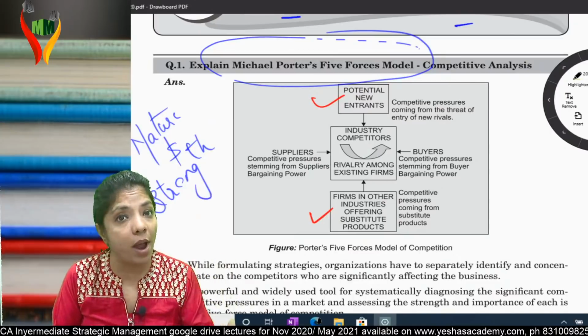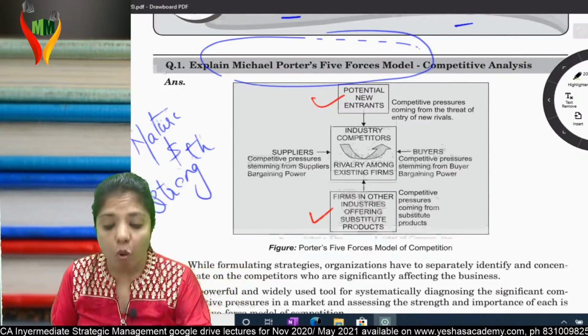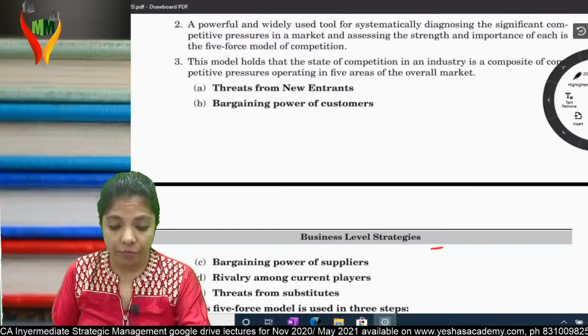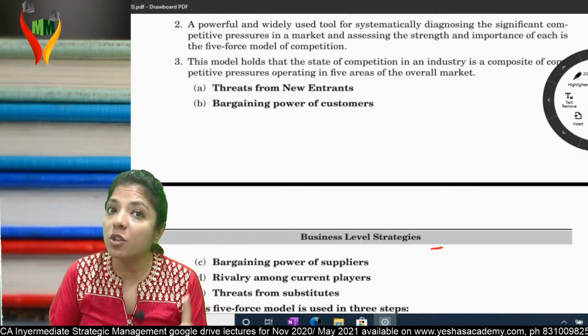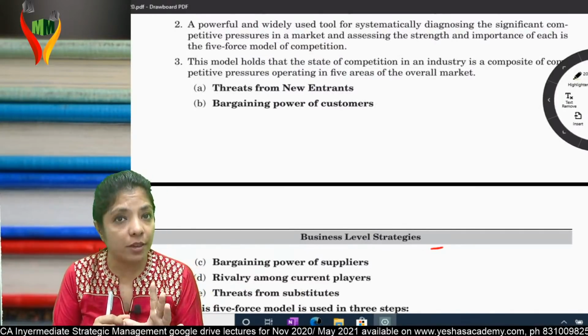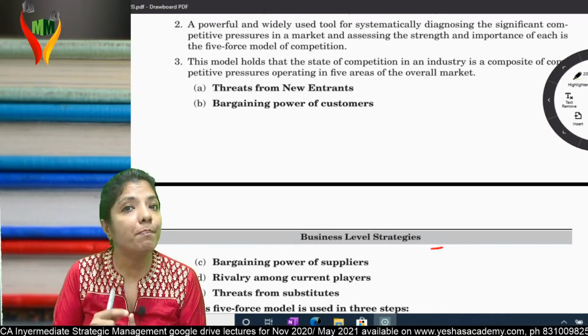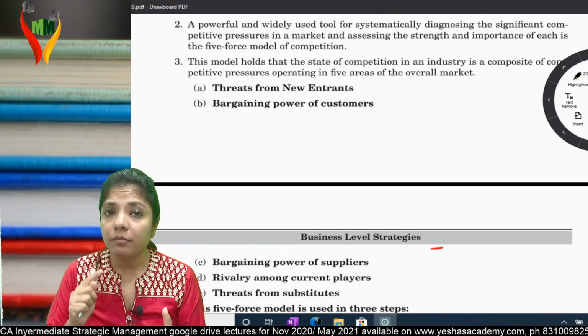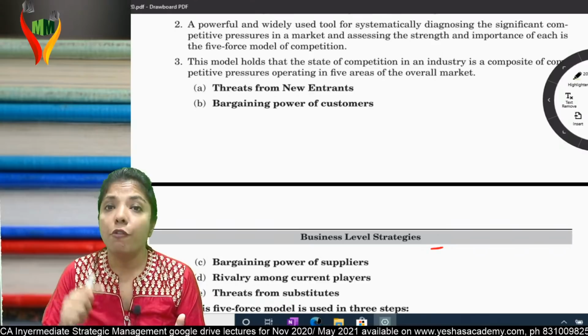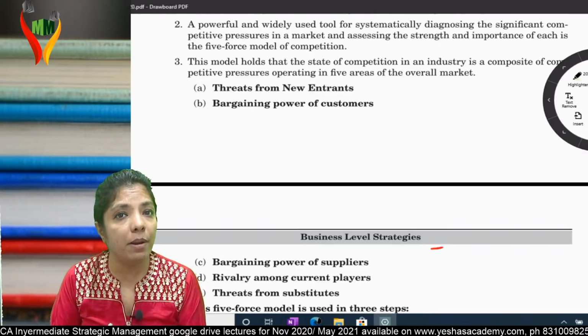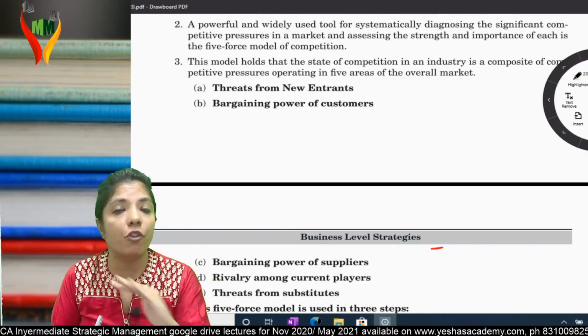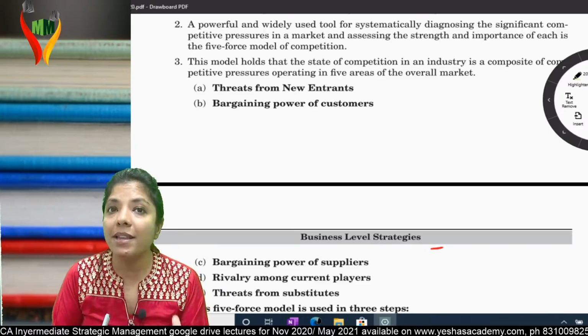It's not only one, but there are 5. What are the 5? First one, point number 3. First one, threats from new entrant. Second, bargaining power of customers. Third, bargaining power of suppliers. Fourth, rivalry among current players. And fifth is threat from substitute. I hope you're with me. How many are there? 5.